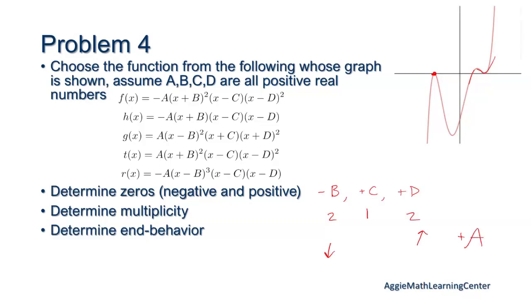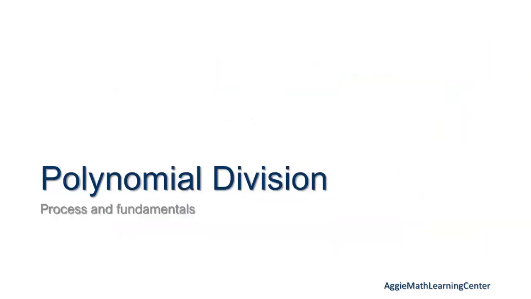So now I'm going to take all of that and combine it. We know it's positive A, so no, no, and no. And then we have minus B, plus C, and plus D. If we write that in the 0 form, we've got x plus B, x minus C, and x minus D. So we would know that it's this one right here: positive A, x plus B squared, x minus C to the 1, x minus D squared. Okay? Perfect.